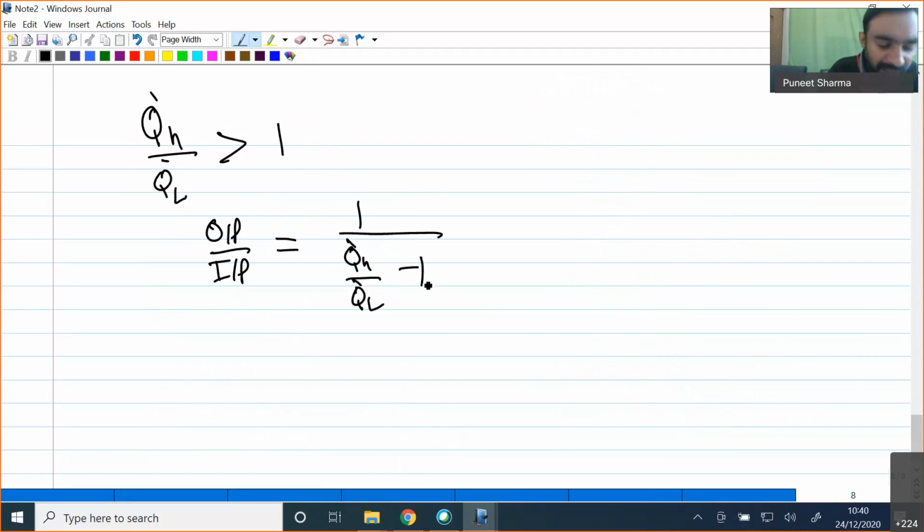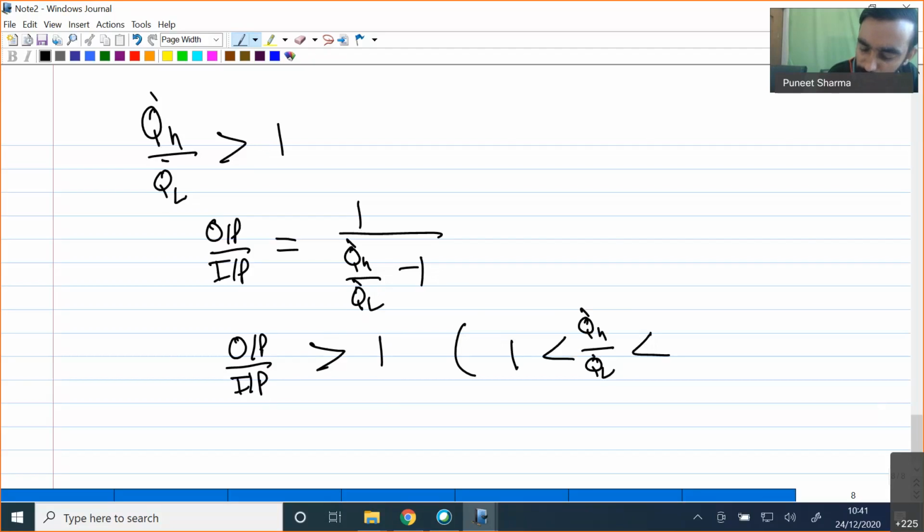So particularly for the range where Q dot H by Q dot L has a value in between 1 to 2, what will be happening? My value of output divided by input will be going beyond 1. So this is one important point, that my output by input value will be more than 1, particularly when my Q dot H by Q dot L has a value in between 1 to 2. That will be greater than 1 only when Q dot H by Q dot L is having a value from 1 to 2.